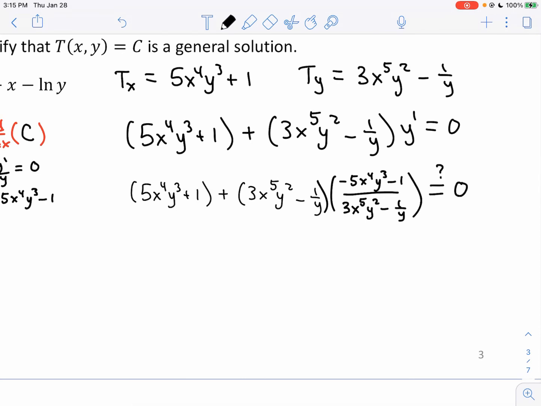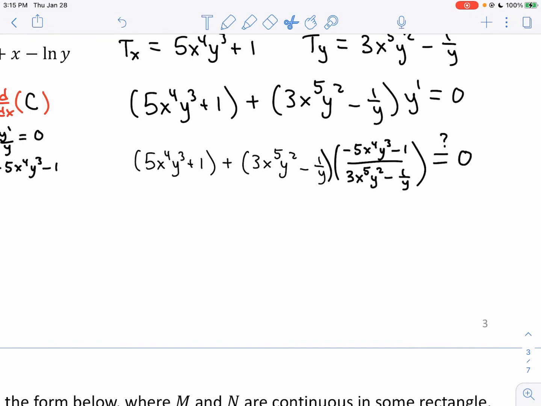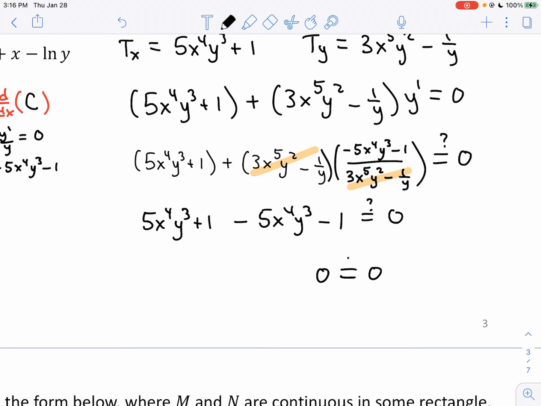So right now we're checking to see if we get 0 out of this. Because this expression right here is exactly what I see down here. So they cancel each other, leaving just this part right there. Okay, so that cancels with that. And we are left with 5x to the 4th y cubed plus 1. And then the numerator, which is minus 5x to the 4th y cubed minus 1. And sure enough, we get 0 is equal to 0, check.